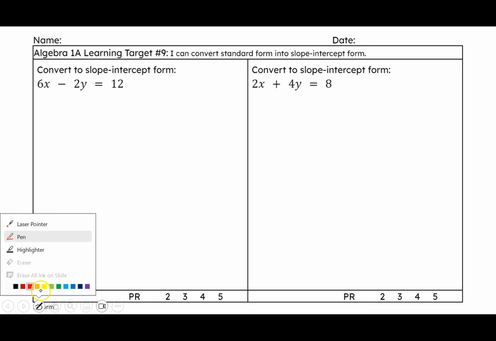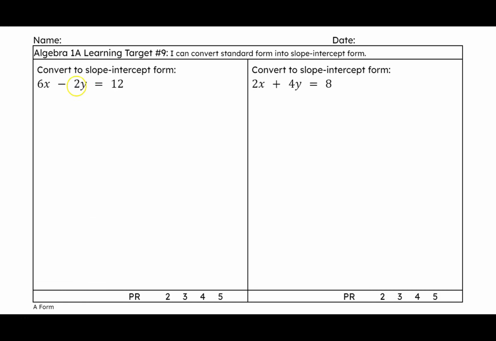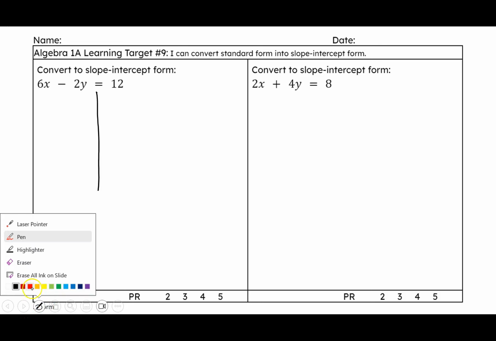So what we want to do is get this to look like y equals, with the y isolated all by itself on one side of the equal sign. We can do that by algebraically manipulating things and doing inverse operations to each side. So let's say I want to get my y all by itself. I'm going to go from the outside in. Let's get rid of this 6x and move that over to the other side. That's going to become the component for your slope right there.